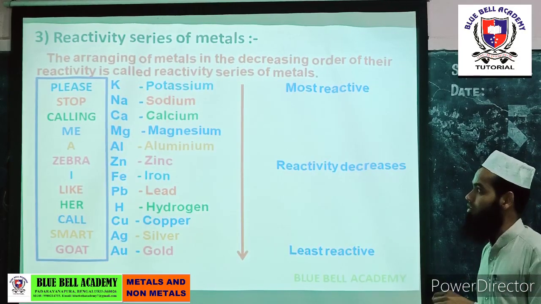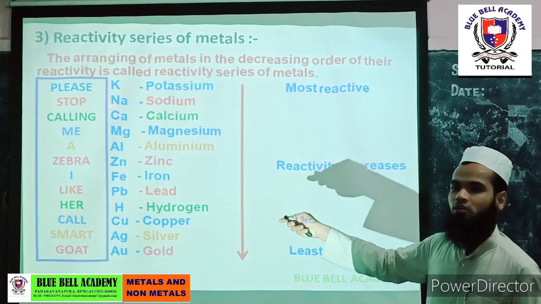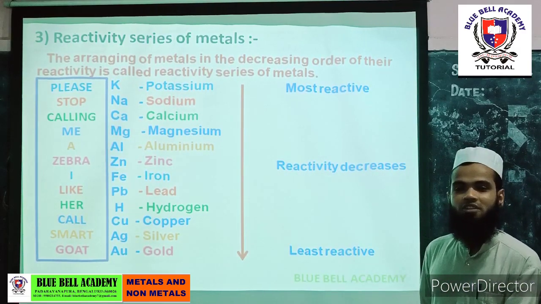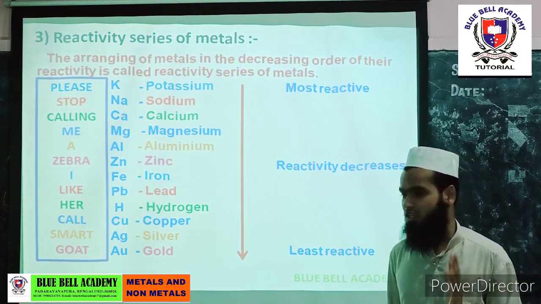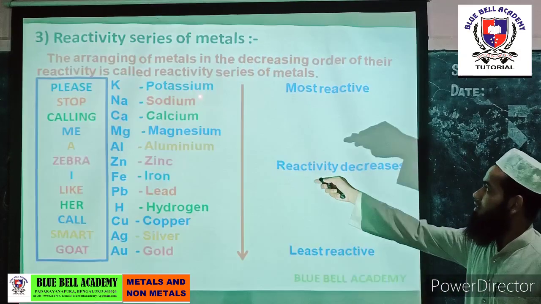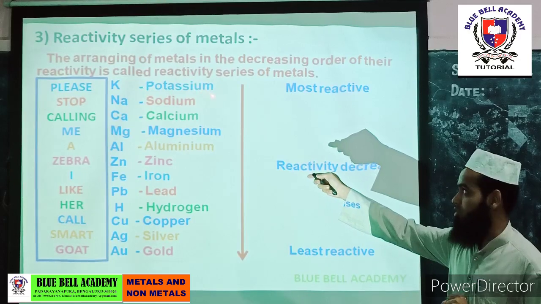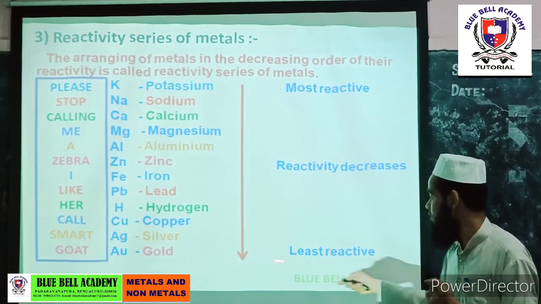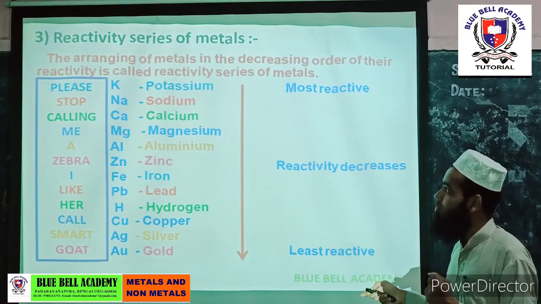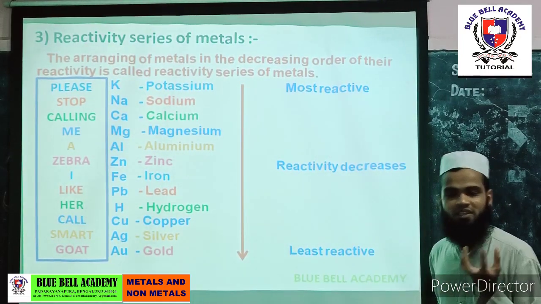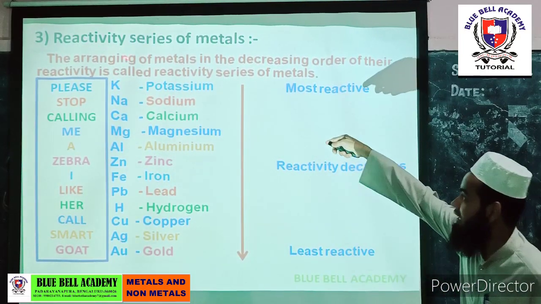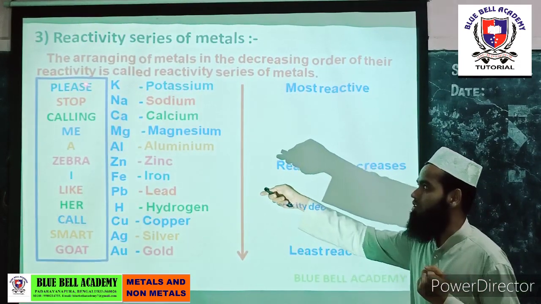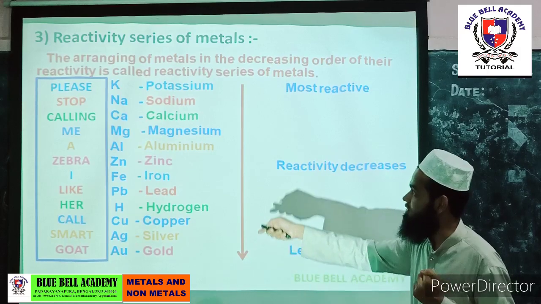I have mentioned here a mnemonic to remember the reactivity series, which is given in your textbook. First of all, we have potassium, which is the most reactive, and at the end we have gold, which is the least reactive. You may find it difficult to summarize this entire reactivity series. You can observe a mnemonic here.